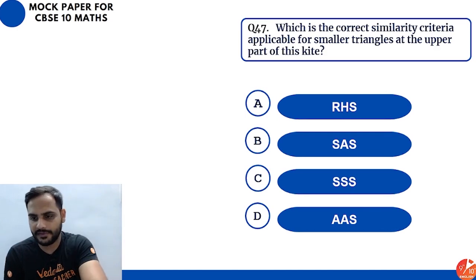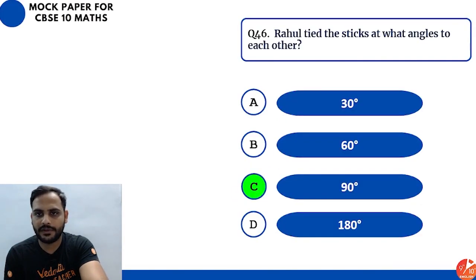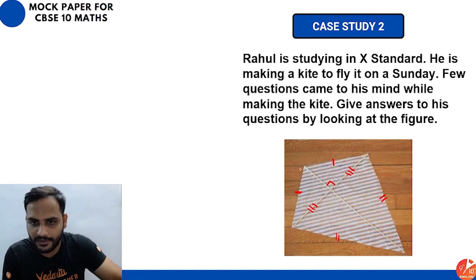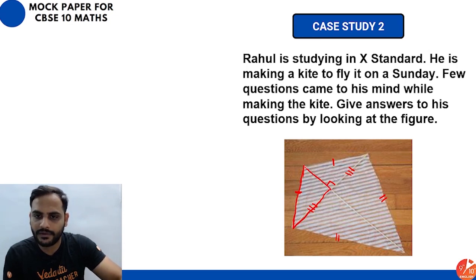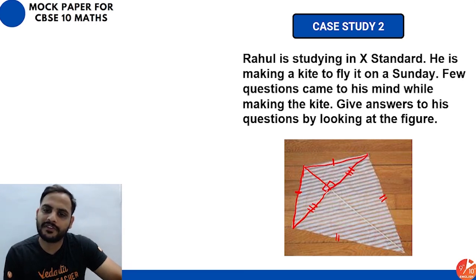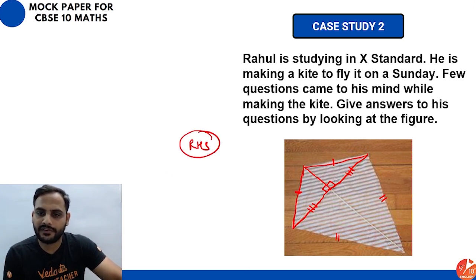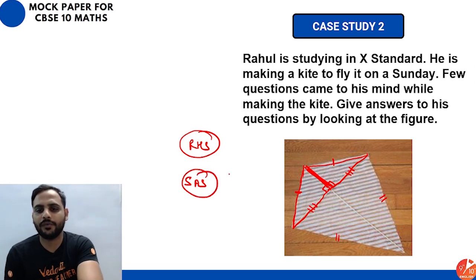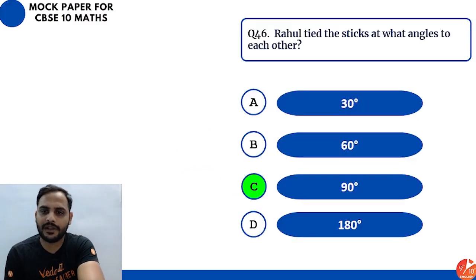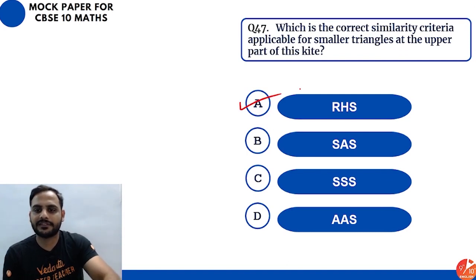RHS, SAS, SSS or AAS? Let's see over here. If we have to make these two triangles congruent, what is the criteria? Look, one thing I can say, I can prove it with right angle hypotenuse side rule. RHS I can prove. I can also say this is the common side. So it can also be proved with side angle side rules. Out of these two, whatever is given, that will be your answer. RHS is given. Let's say RHS is your answer.